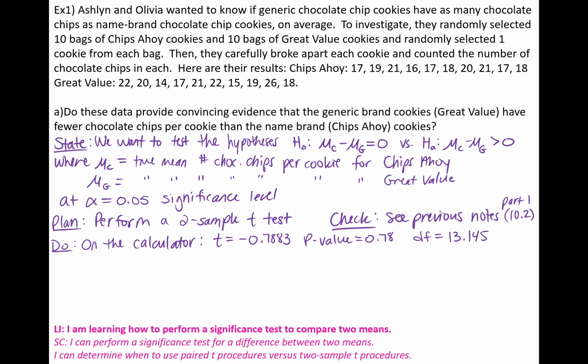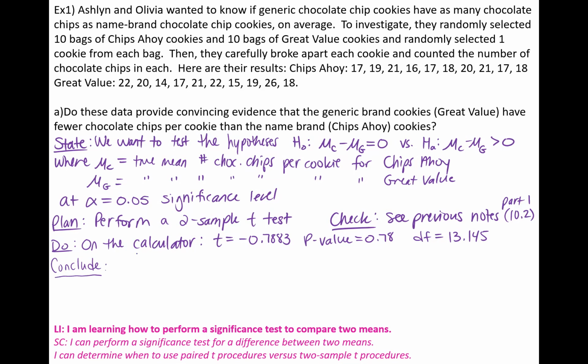On 10.2, we left off doing a significance test for a difference in means. We were talking about the Chips Ahoy cookies and the Great Value cookies, and we had done the do step on our calculators, and we just needed to do the conclude. So we're going to wrap it up here with our conclude step.